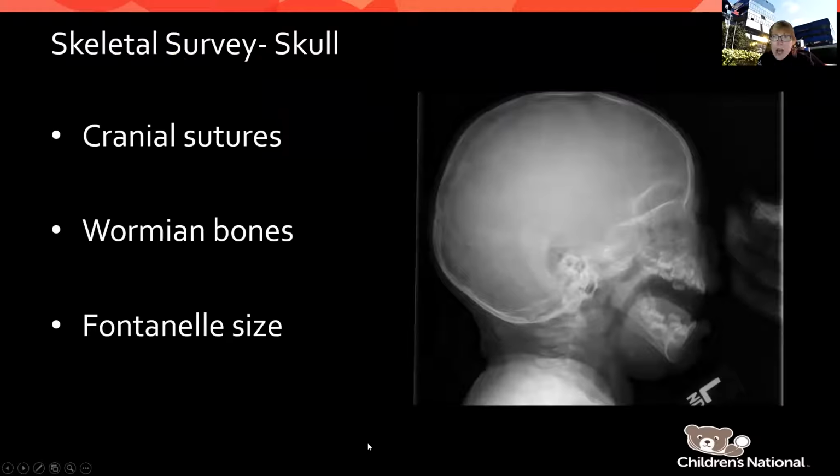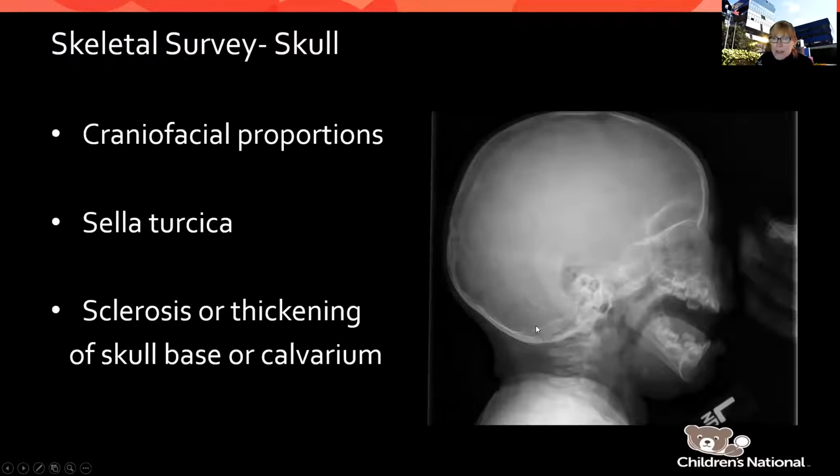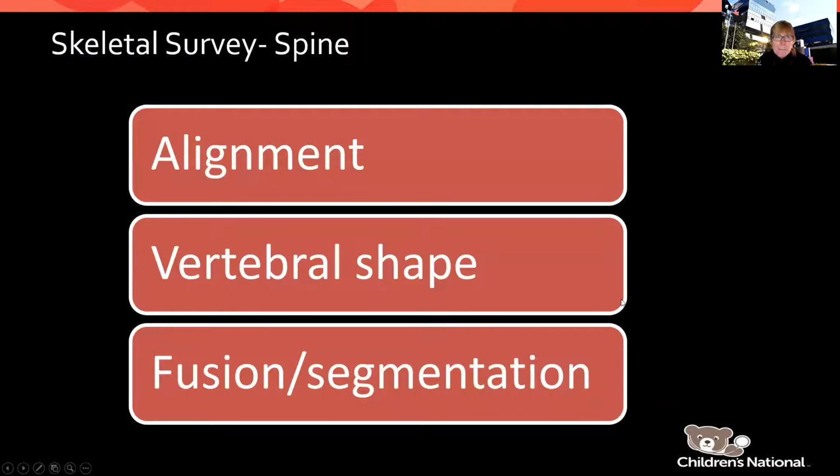So looking at the skull, we're going to be looking at the sutures. We might look for Wormian bones, see how big the fontanelle is. Very useful to see how thin the skull base is. That gives me some sense about whether there is osteopenia. We can also look at the sella. And then we also look at the craniofacial proportions. So that's important to just give a global sense of whether there could be craniosynostosis or not.